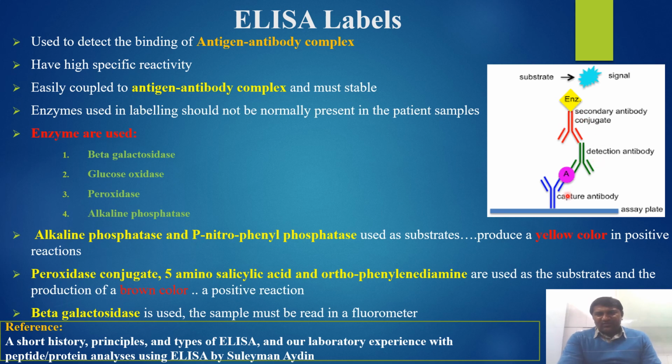In this picture you can observe the first one is the capture antibody, then the antigen, then the detection antibody, then the conjugate, which is the secondary antibody. It has the enzyme, and when you add the substrate, this enzyme produces the color, and that is the signal.